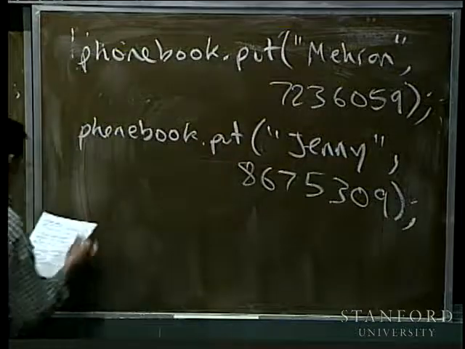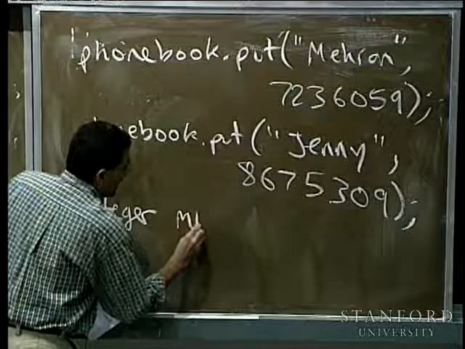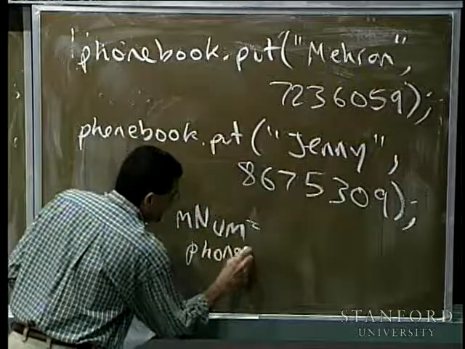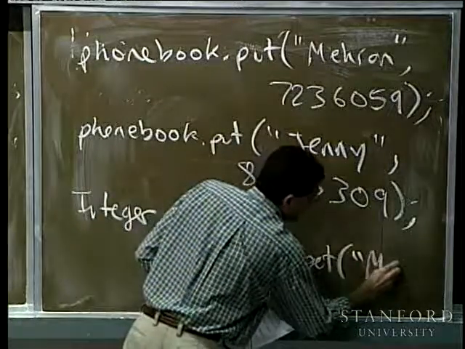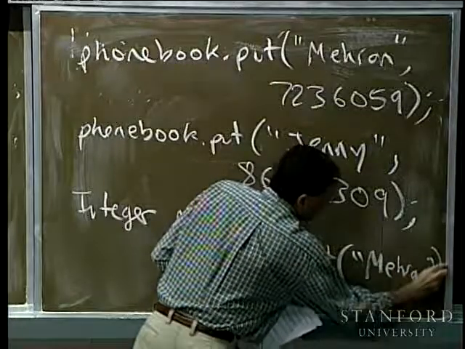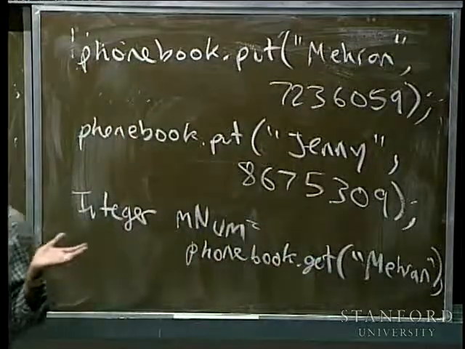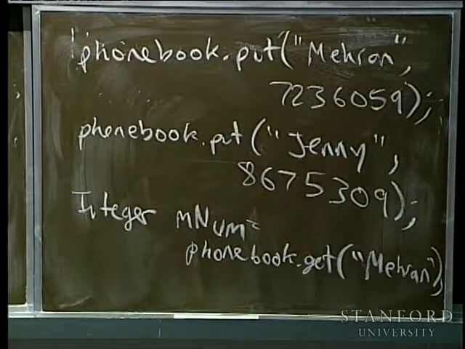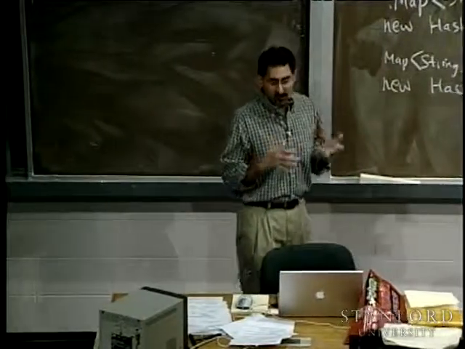All right, so once I have these entries in the phone book, I could say something like Integer mNum, because that's what I want to be Meron's number, equals phoneBook.get, and give it Meron. An important thing to remember is the keys are all case sensitive. If I put in a lowercase m on Meron here, it would return null because it wouldn't be able to find me. So keys are always case sensitive in maps. Just an important thing to think about.